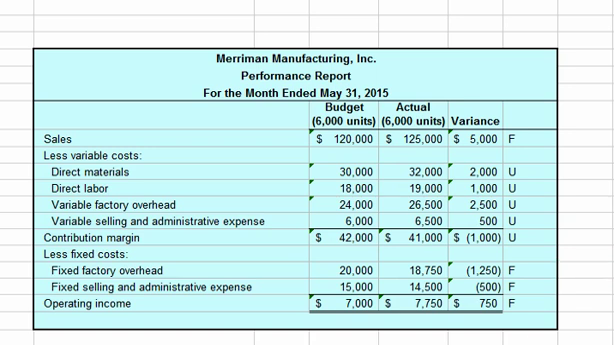Okay, you guys, if you can work this one with me, I don't think you'll have any trouble with your next homework problem, which is exercise 7-9. Thanks a lot.